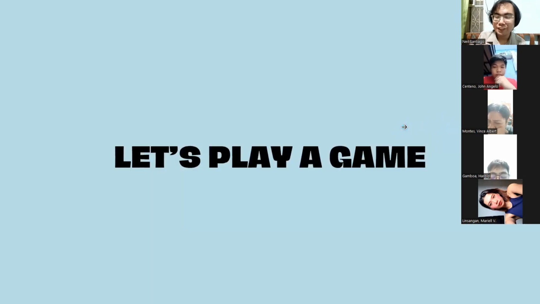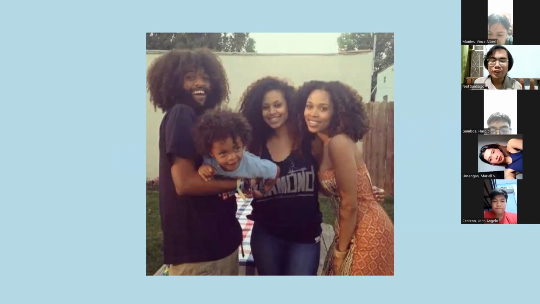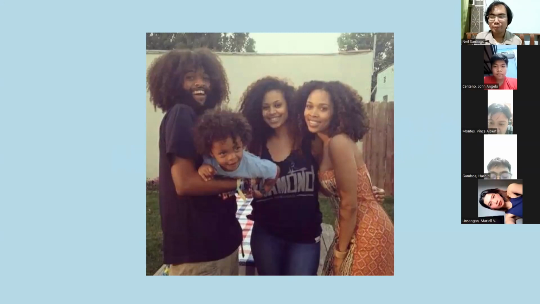I'm going to show you a picture of a family, and I want you to tell me what similar traits or characteristics you can observe from the pictures. Let's begin. What similar traits can you observe from this picture? Anyone from the class? Please raise your hand if you want to answer. Okay, Mr. Montes, what can you observe from the picture? They all have curly hairs. Yes, you're correct. Thank you very much. Everyone here in the picture have curly hair and it can be seen through their whole family.